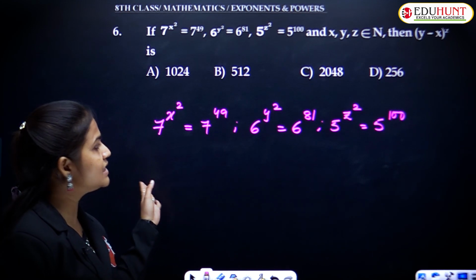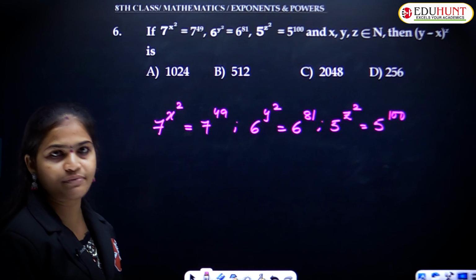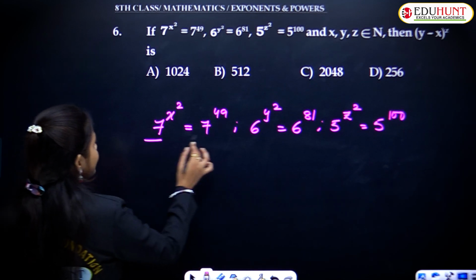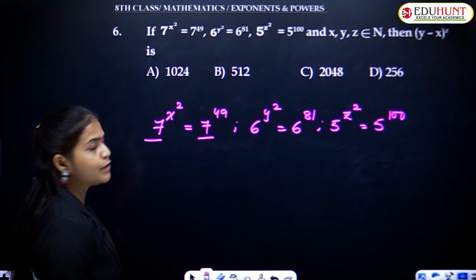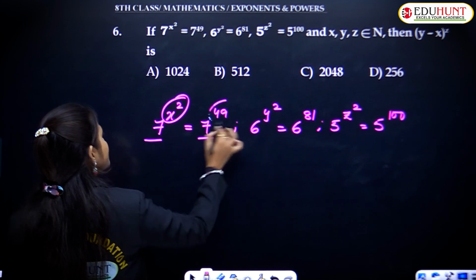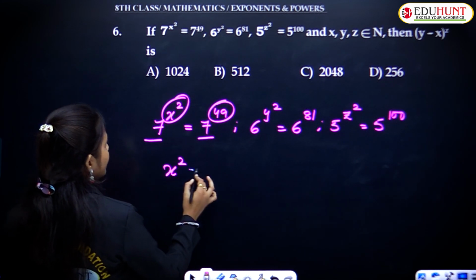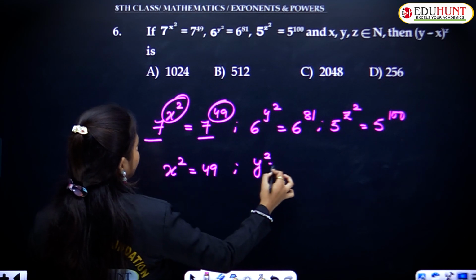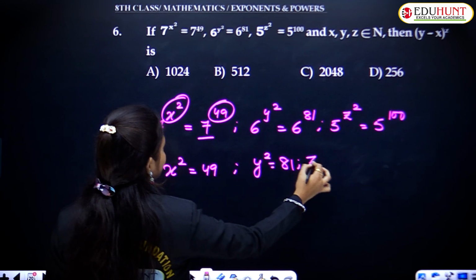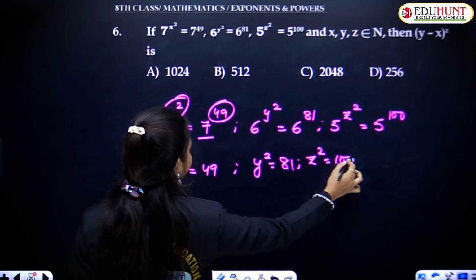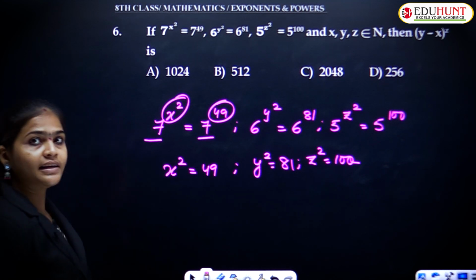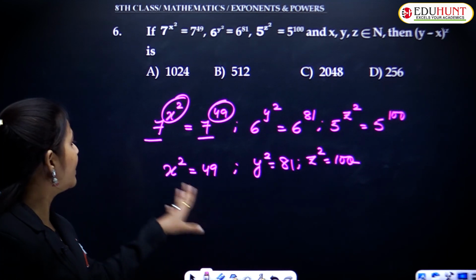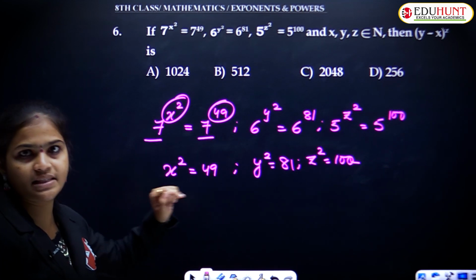So before going to that, first we need to find the x, y, z values. As the bases are equal, their exponents must be equal, no? So x square is equal to 49, y square is equal to 81, and z square is equal to 100. Now we need to find just the x, y, z values only, but here we have x square, y square, z square.